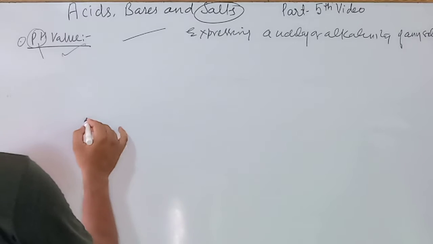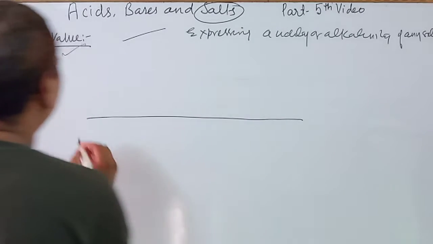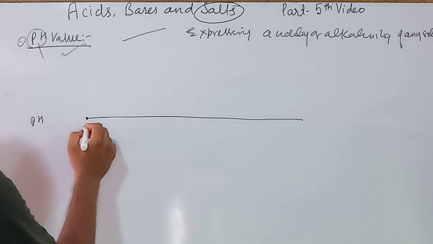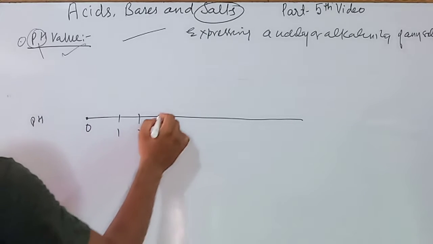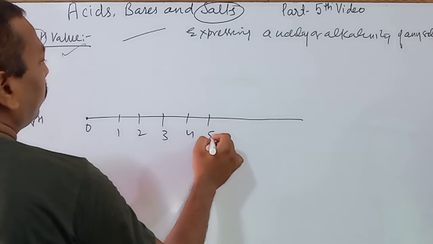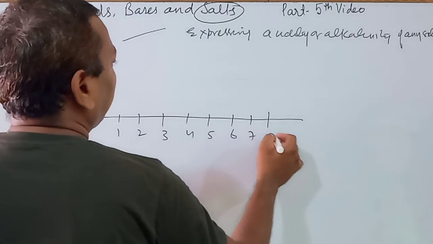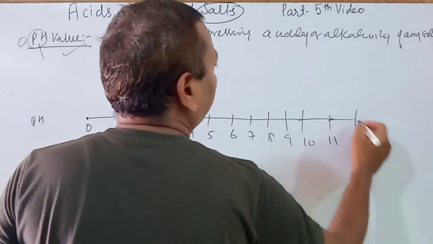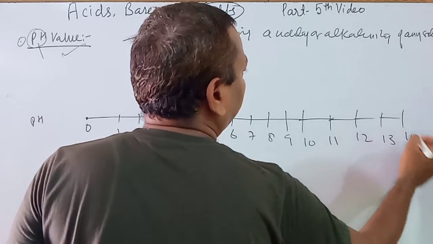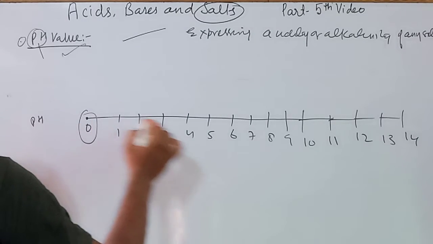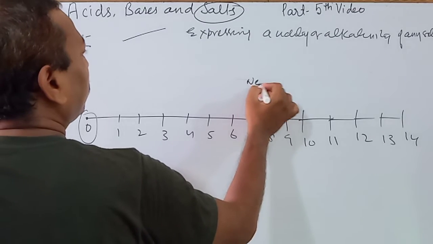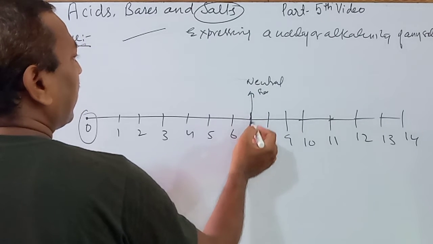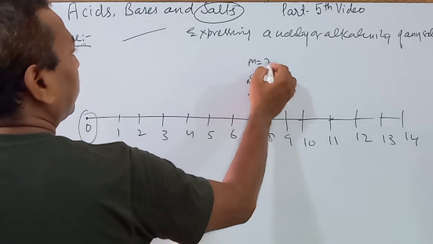So see this, this is a scale, pH, on the basis of pH. It goes 0, 1, 2, 3, 4, 5, 6, 7, 8, 9, 10, 11, 12, 13 and 14. From here it is a neutral solution. We know the exact value 7, pH equal to 7, is neutral.